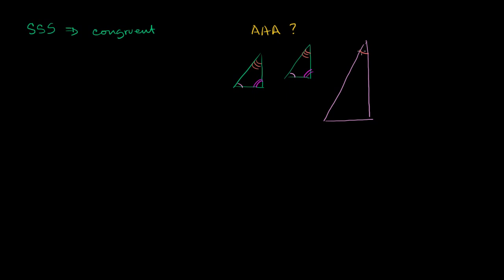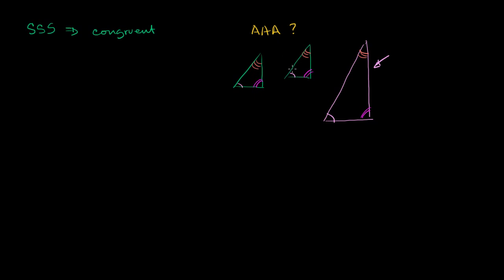That angle is congruent to that angle. This angle down here is congruent to this angle over here. And this angle over here is congruent to this angle over here. So all of the angles in all three of these triangles are the same. The corresponding angles have the same measure. But clearly, this triangle right over here is not the same. It is not congruent to the other two.